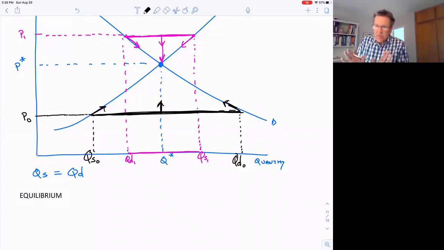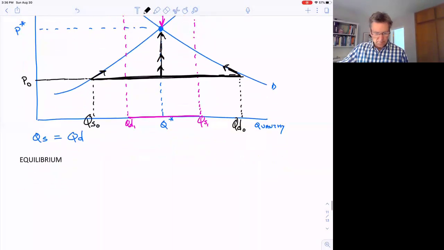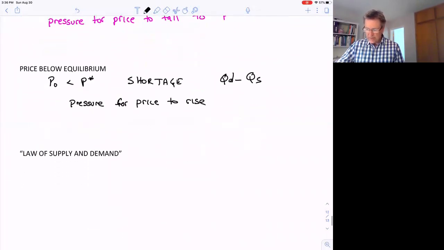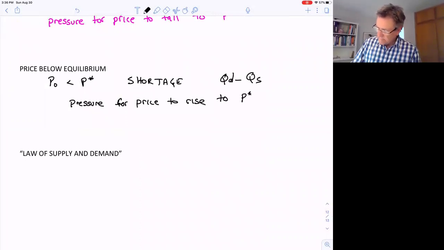So that shortage gets smaller and smaller, but the price continues to rise. As long as there's a shortage, there's still pressure on prices to rise. And we can make that story that it will continue all the way up until we get to equilibrium. At equilibrium, there's no more pressure for prices to rise, and prices stop then at P star. And the shortage goes away. So there's pressure on price to rise to P star. And then once again, once we get to that equilibrium, the quantity supplied will be equal to the quantity demanded.